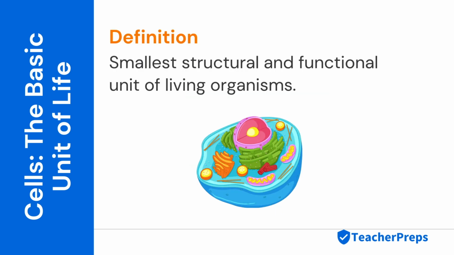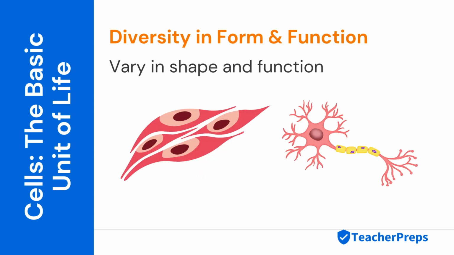So, beginning with this, cells are the smallest structural and functional unit of living organisms. They vary in shape and function. For instance, muscle cells are different from nerve cells.